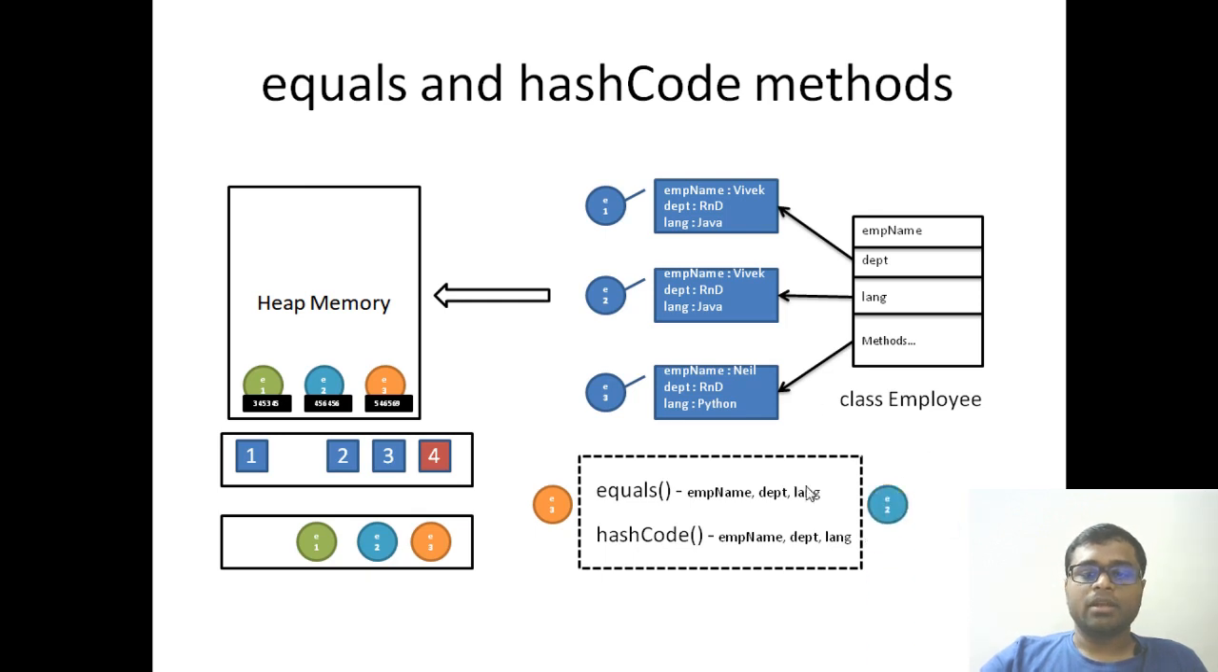Alright, let's move further and compare E1 against E2. Now we can see that employee name Vivek and employee name Vivek here in object 2, which is E2, are the same. If we move ahead and see department and language, these two are also the same. And according to the logic that we have written here, the equals method is now going to give you true when E2 and E1 are compared.